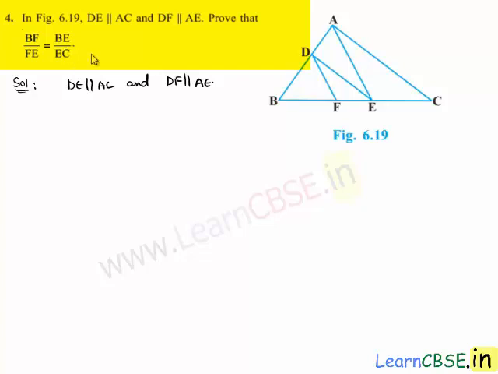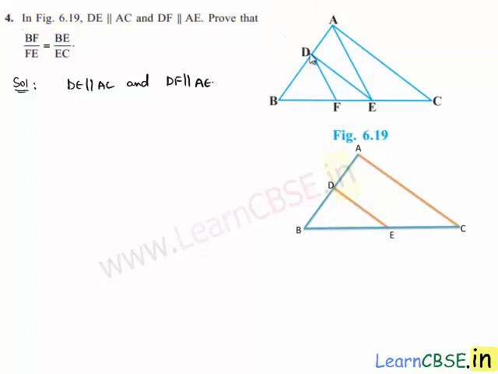In order to prove this, as it is given that DE is parallel to AC, let us initially consider the triangle ABC and apply the basic proportionality theorem. We get AD by DB is equal to EC by EB.